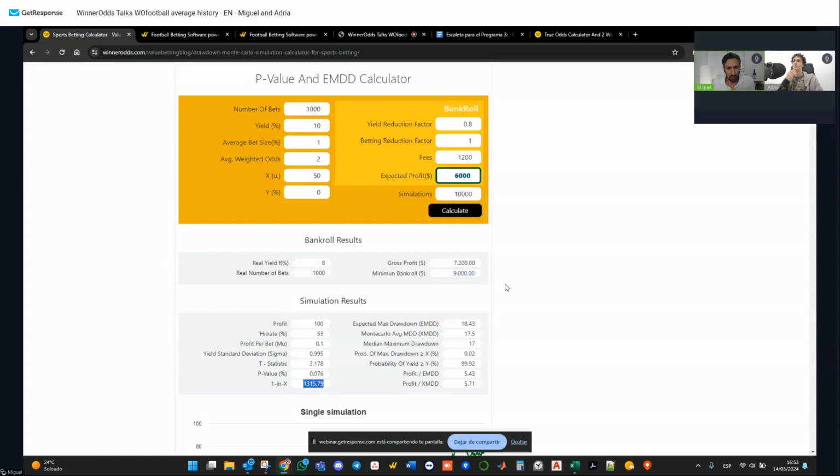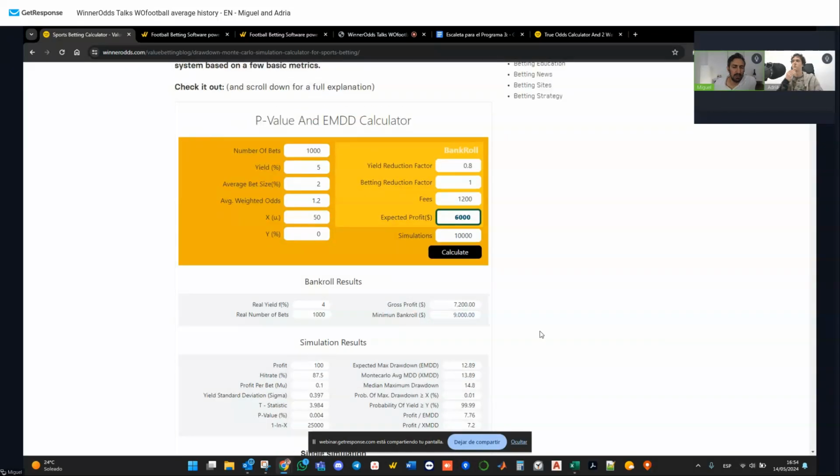I recommend everyone to play a little bit with this calculator to understand how much info you need, and what happens if the yield is very low but the average odds are also very low. So this is a very, very profitable system with a very small drawdown, and you can probably increase your bet size if you are betting at small odds, because you can assume bigger risk. It's something that I find very useful to understand how it works.